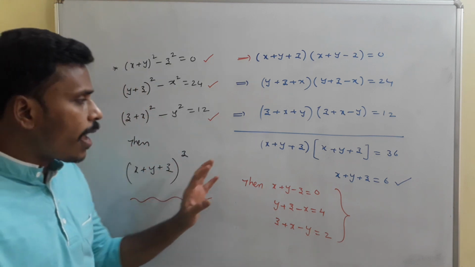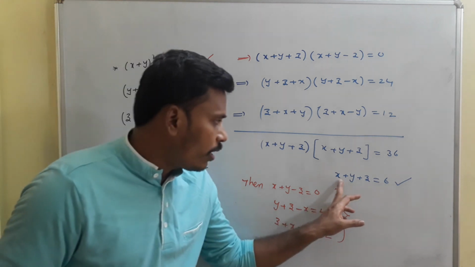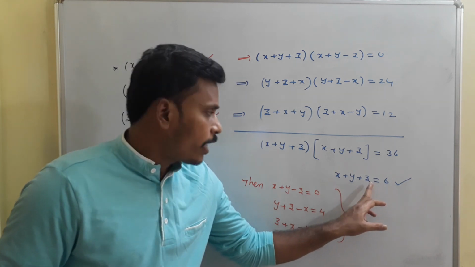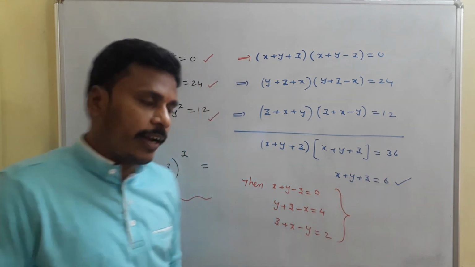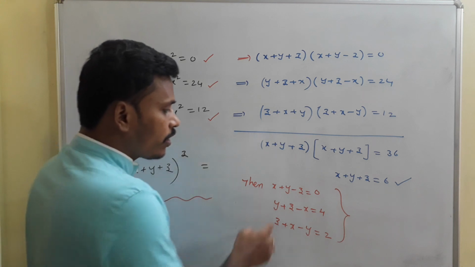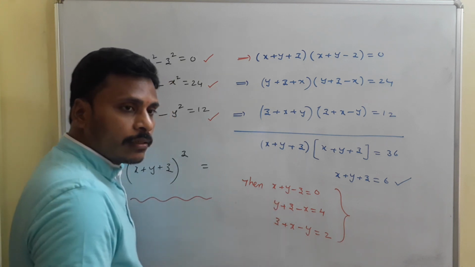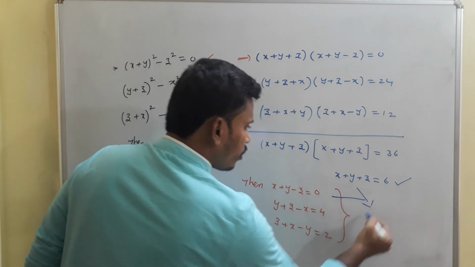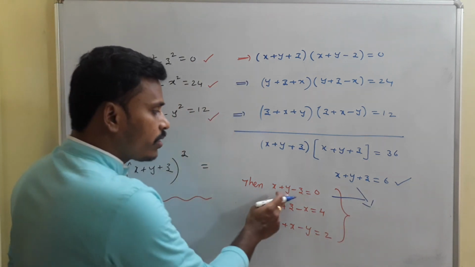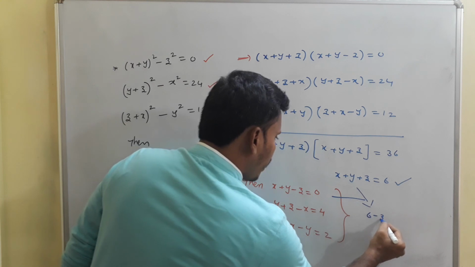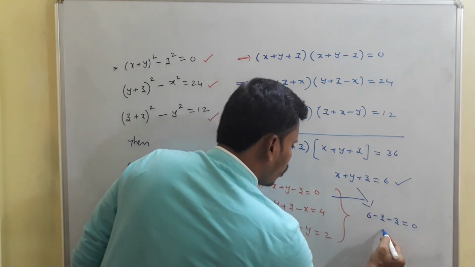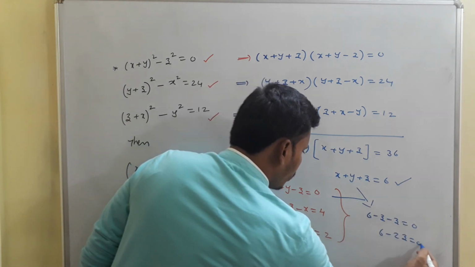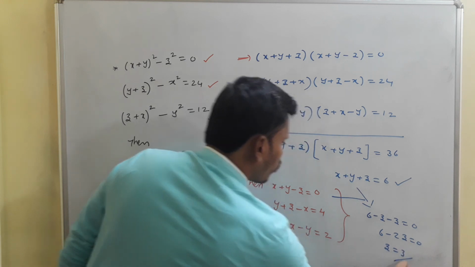Since I need only z, I am concentrating on the z. From here, what is x plus y? X plus y is 6 minus z, right? X plus y is 6 minus z. So replace here 6 minus z. Okay. So just use these three relations. X plus y is 6 minus z. So 6 minus z minus z is equal to 0. 6 minus 2z is equal to 0, and z is equal to 3.